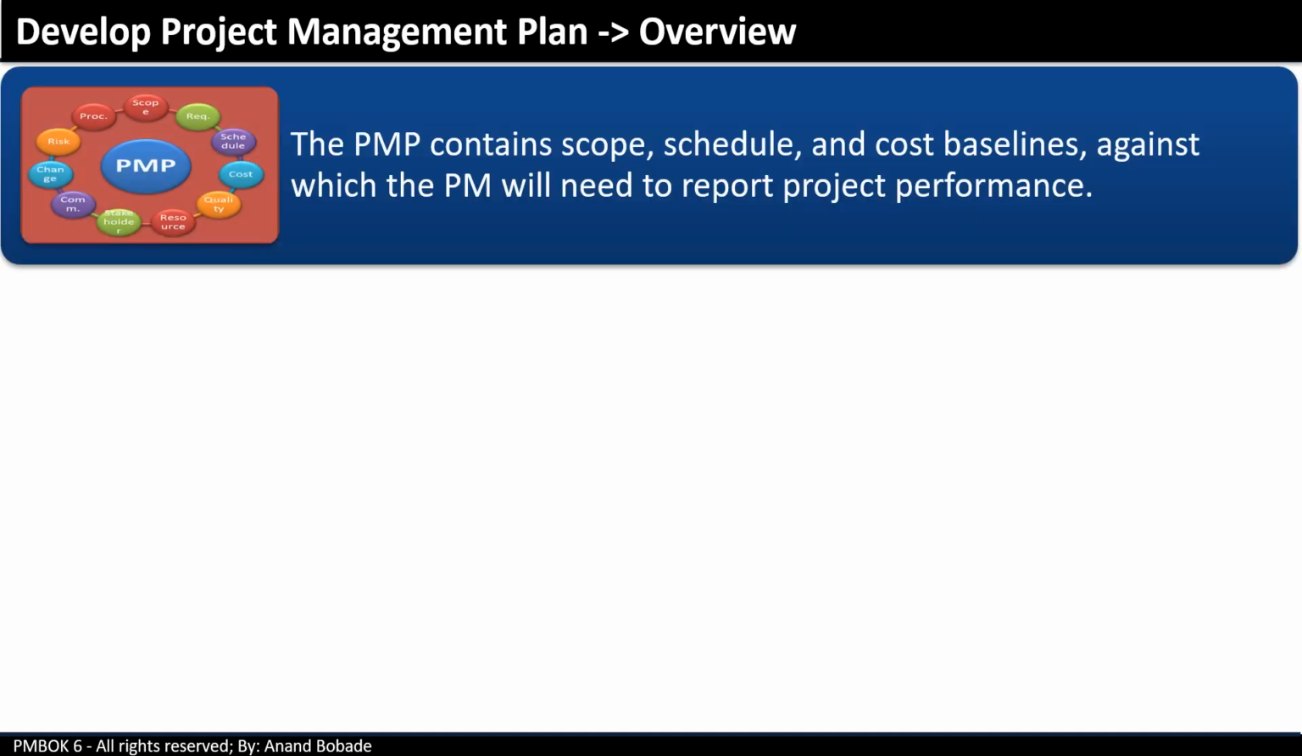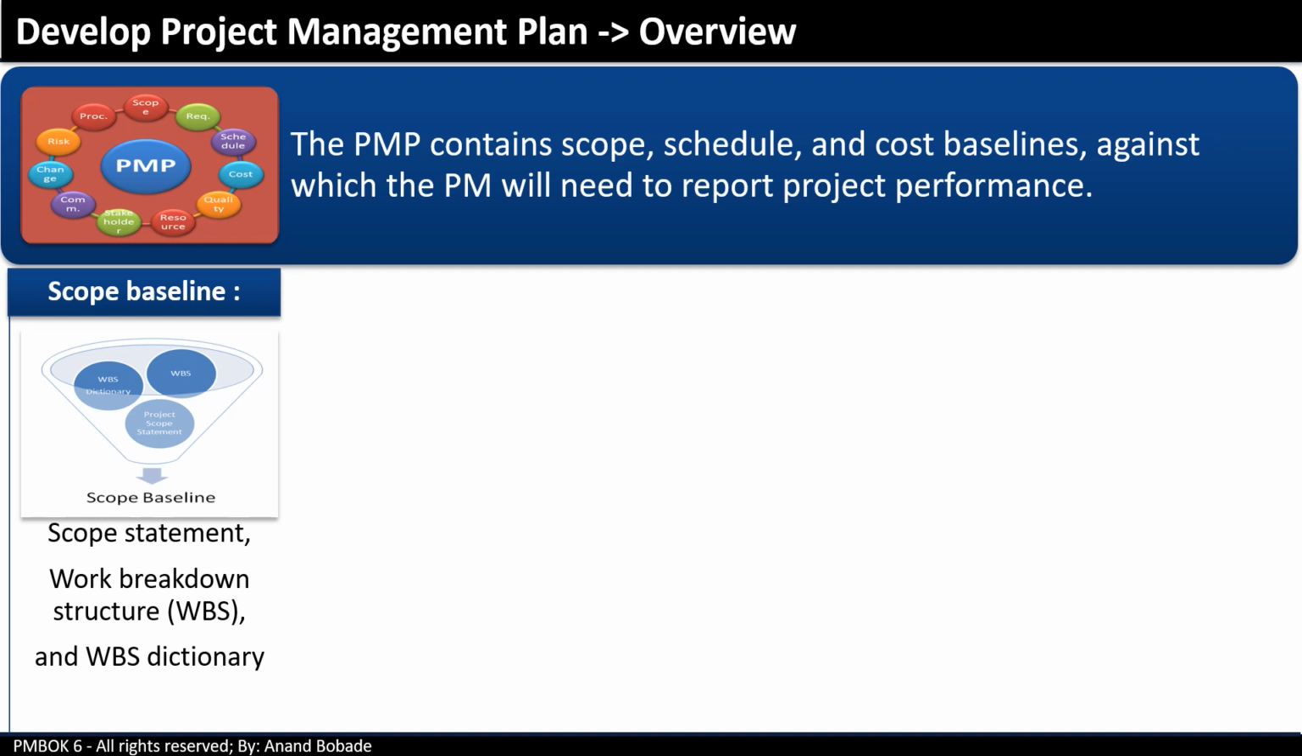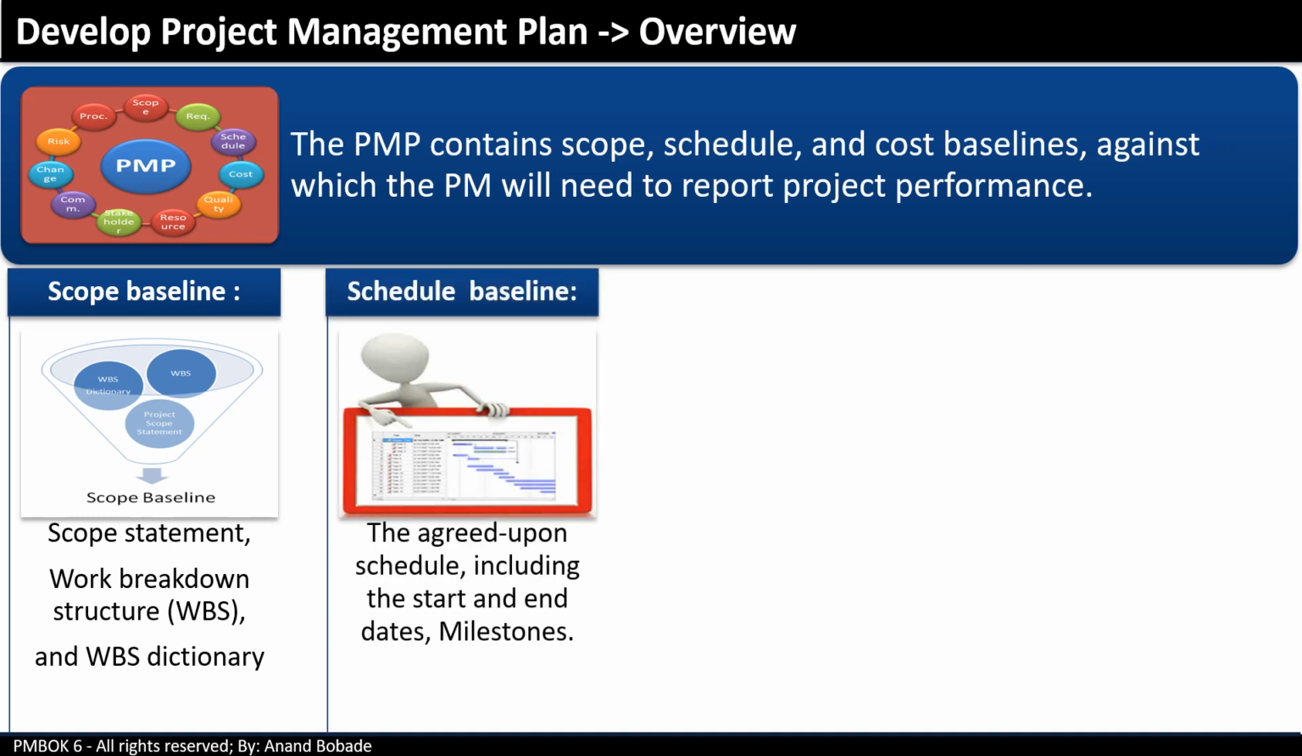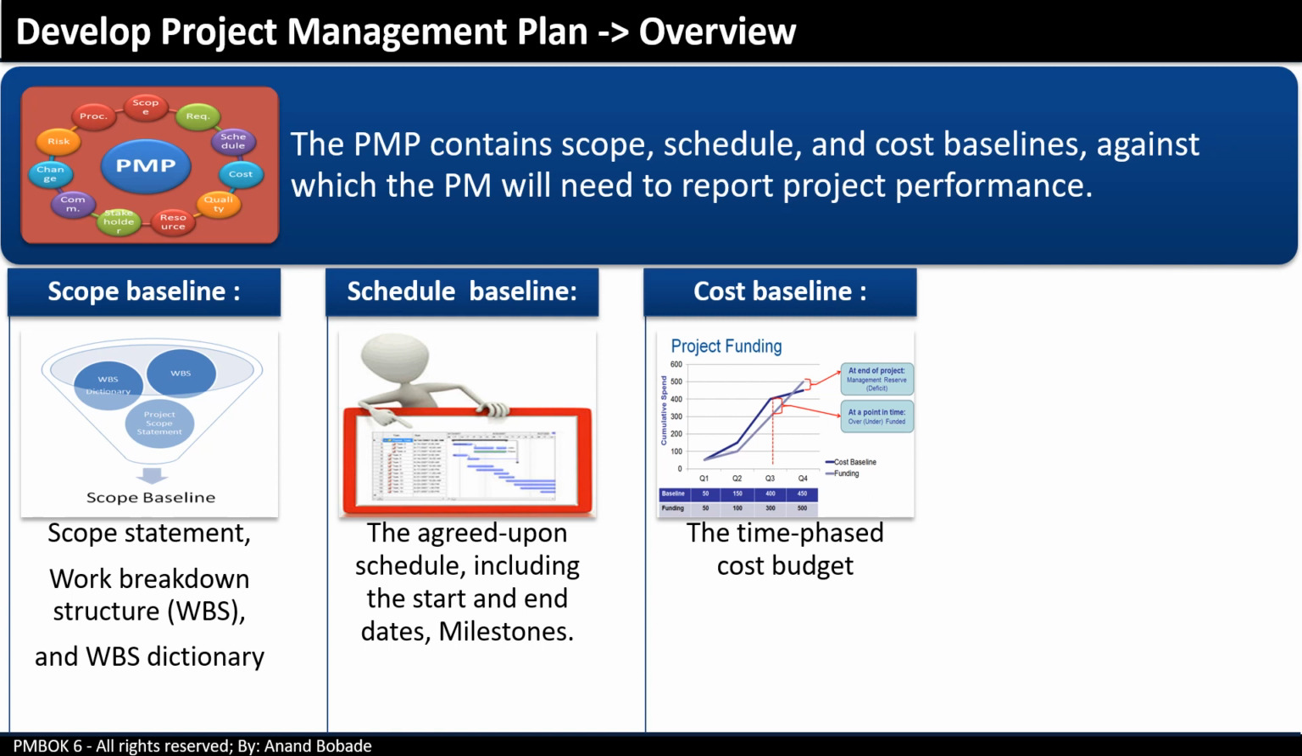The project management plan also contains scope, schedule, and cost baselines against which the project manager will need to report project performance. Scope baseline: the project scope statement, work breakdown structure, and WBS dictionary. Schedule baseline: the agreed upon schedule with milestones. Cost baseline: the approved time-phased cost budget. Remember, all of this has to be approved and will be integrated inside the project management plan.